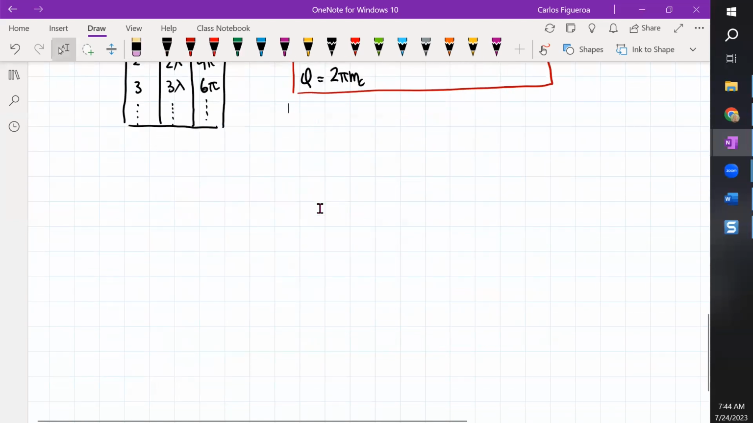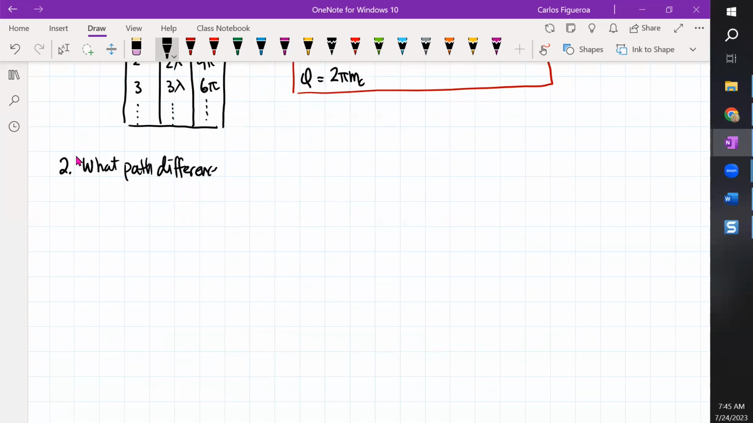Now, let's draw a picture for destructive interference. So now let's go to 2. And what path difference is required to cause destructive interference?